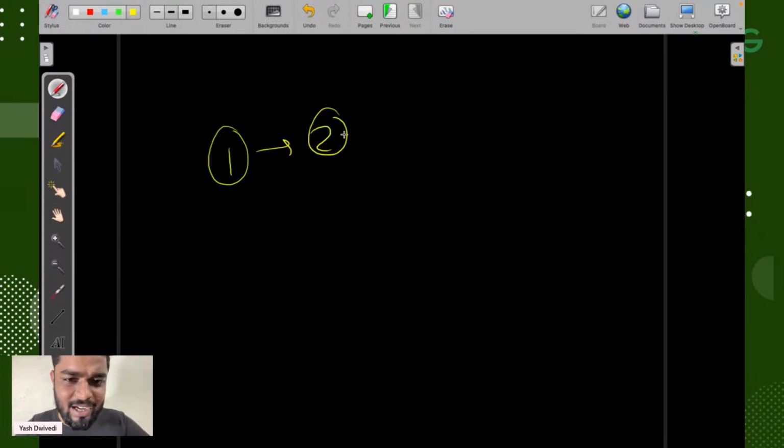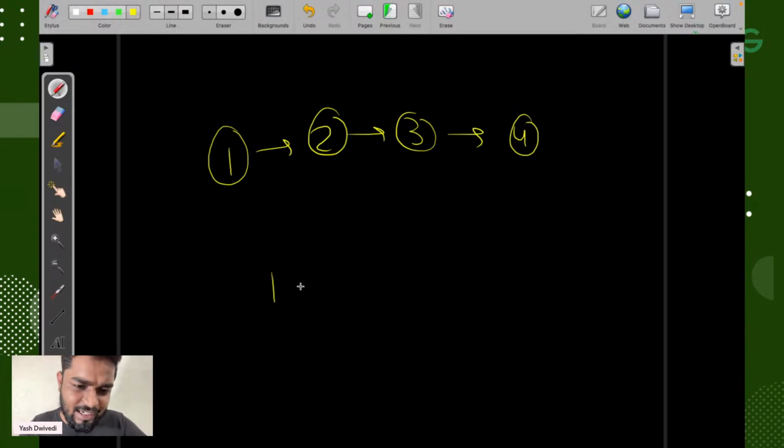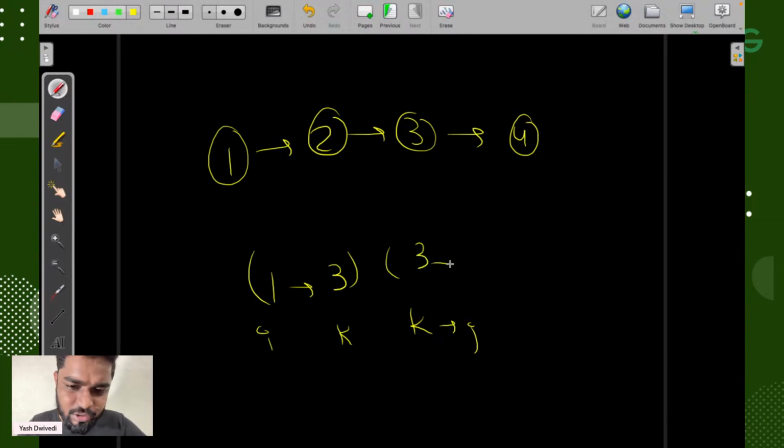So from 1 to 2, let's say we have a path like this, and let's say we want to reach this. Let's say this is I. From 1 to 3 you calculate the path, and then from K to J. So from 1 to 3 you find the length, and then from 3 to 4 you find the length. The cost of 3 to 4 is given, it is a direct path from one node to another, so this will be given to you. Please give me a +1.